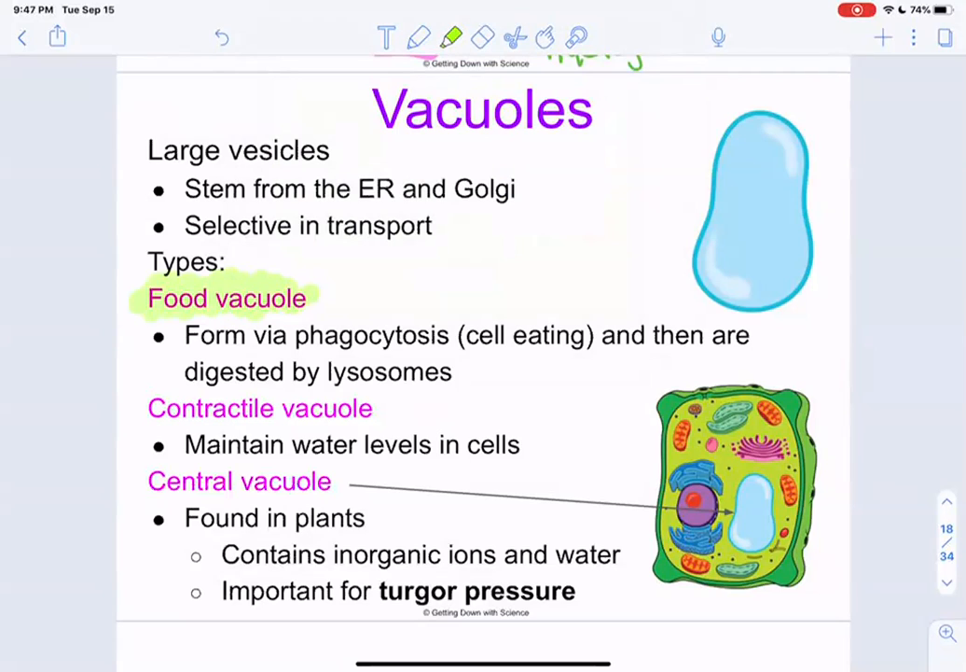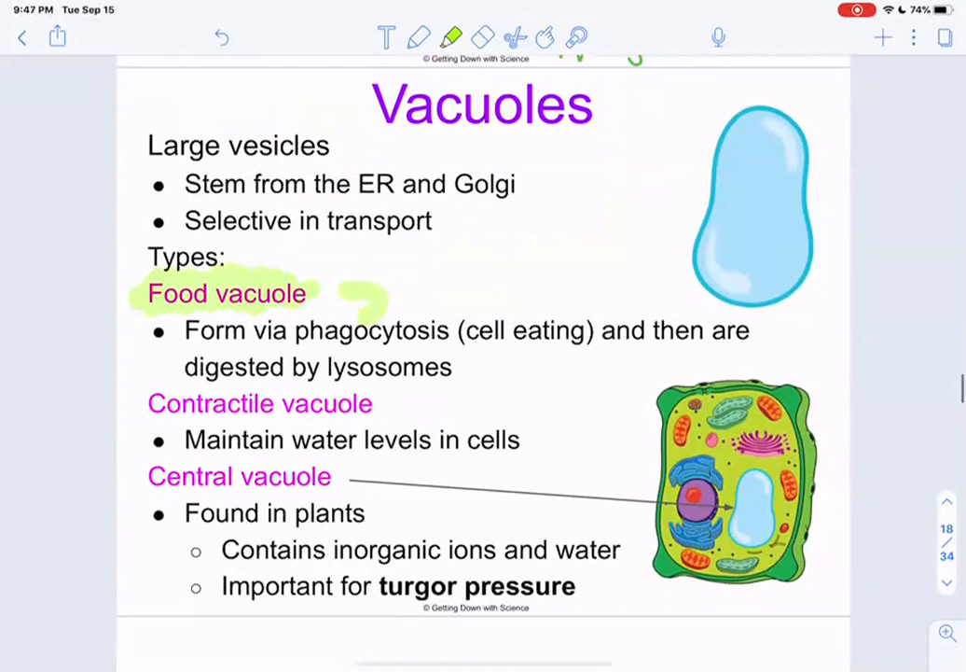And so we're going to see this thing called phagocytosis. This is when the cell is eating something. When something gets eaten by the cell, it's going to enter the food vacuole, and that's where it's going to get stored. And then it'll be digested by lysosomes eventually. We'll have a contractile vacuole. It's to maintain water levels. We'll talk more about this next week.